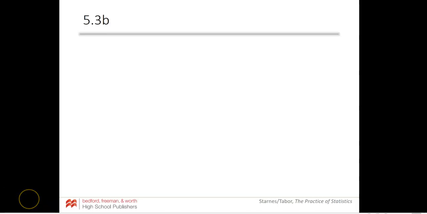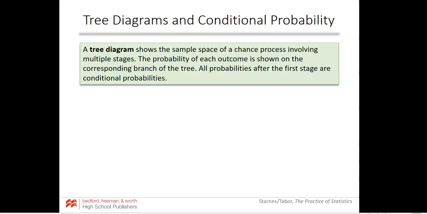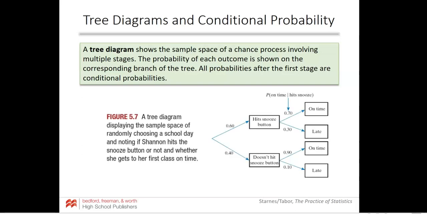Okay, this is lesson 5.3b. So we're going to start talking about tree diagrams. I'm not sure if you've seen these before, but anytime a process is multi-stage, it's a great way to represent it. It's a good visual way. It really helps us just figure out the probabilities. So this is what a tree diagram looks like.